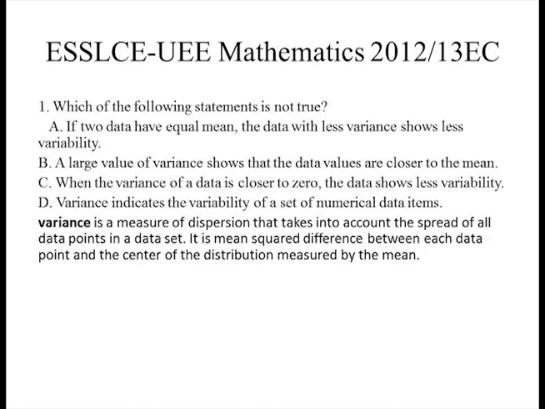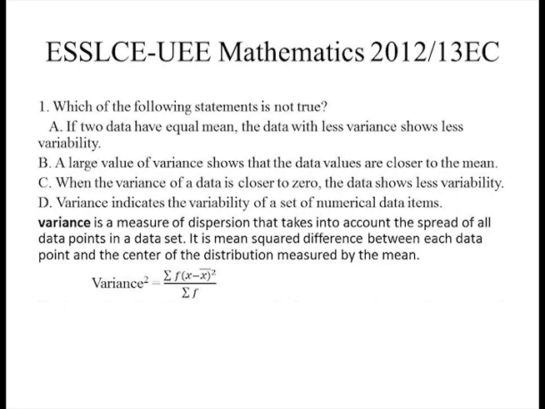Variance is a measure of dispersion that takes into account the spread of all data points in a data set. It is the mean squared difference between each data point and the center of distribution measured by the mean. Variance is calculated by the formula: variance, sigma squared, is equal to the summation of frequency times the square of the difference between individual value minus the mean, divided by the summation of frequency.